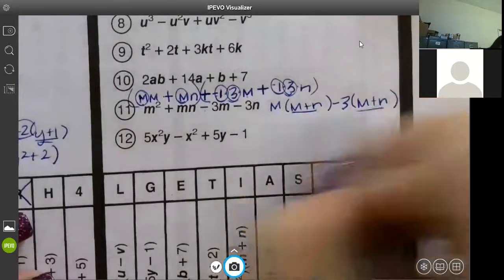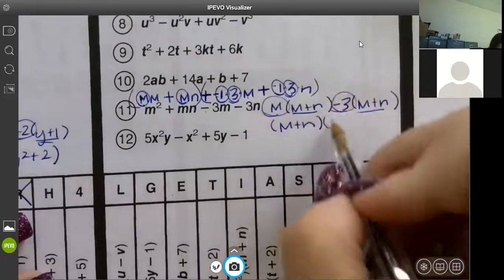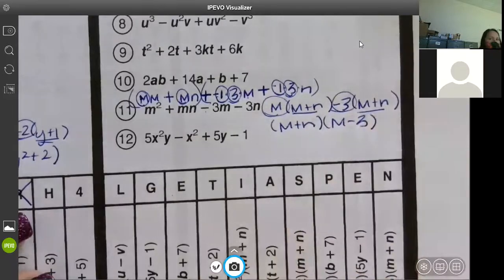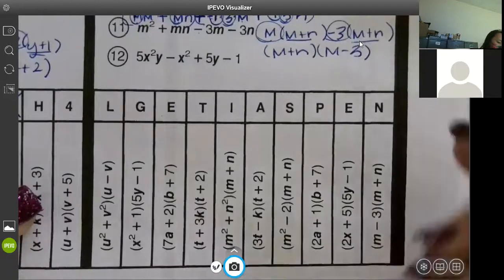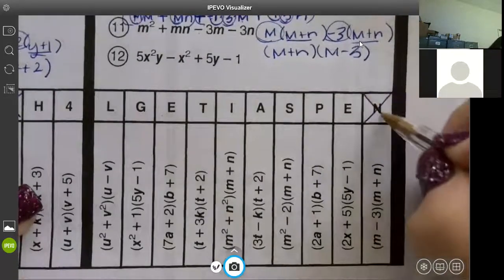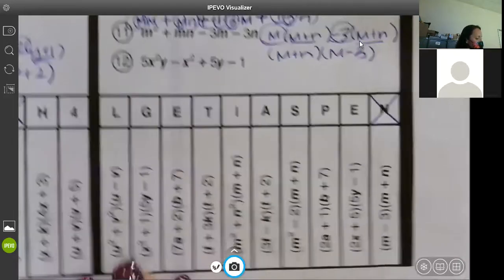Your parentheses look alike, so your first factor is m plus n. And then what you left out, m minus 3, is your other factor. Again, look at the bottom. M minus 3, m plus n. And we'll mark it out. Number 5 is exactly like that one. Number 5 is the only other one that's like that one. Is everybody good? That's all you do on that sheet. So break them down, group them up. Check out the next one. Flip it over.